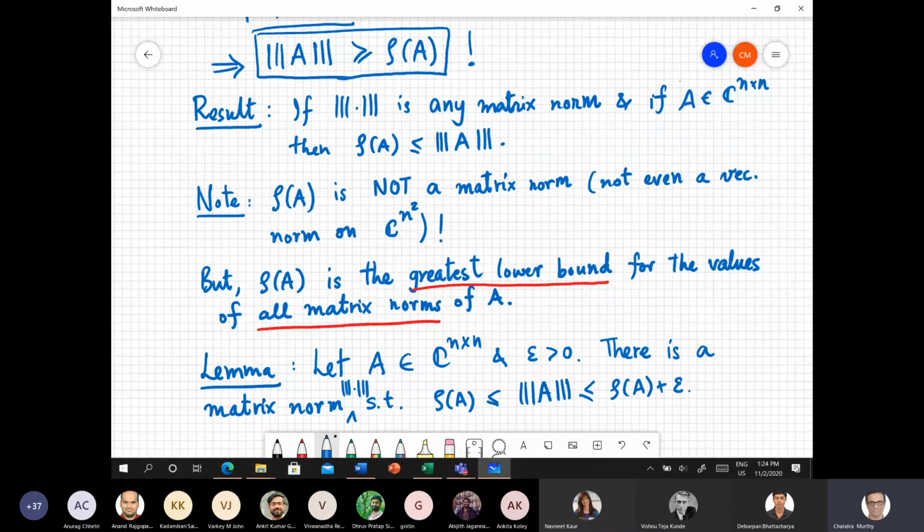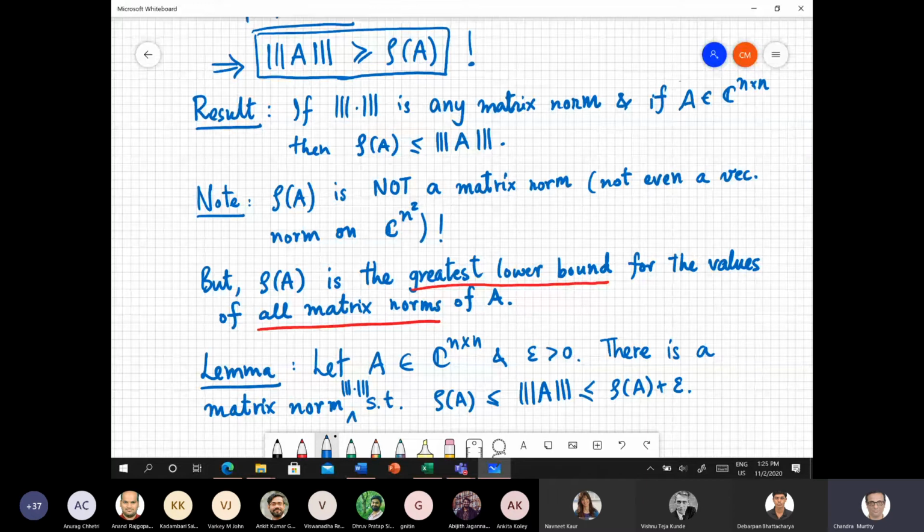Okay, so what is this saying? It's saying that no matter how small an epsilon you choose, I will be able to find a matrix norm such that the matrix norm of this particular matrix A is between rho of A and rho of A plus epsilon.